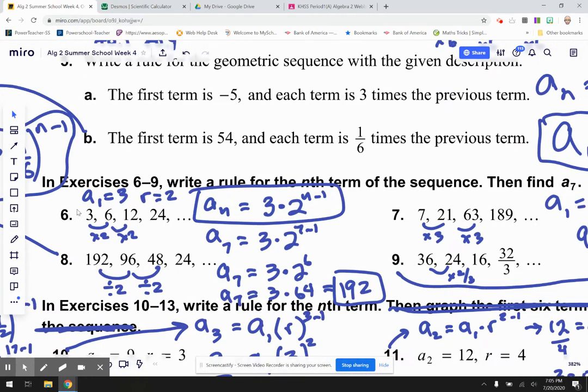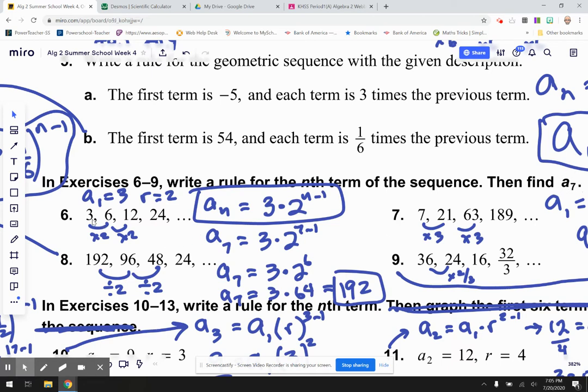So here's number 6. a1 is 3, and you're multiplying by 2, so your r is 2. So a sub n would be 3 times 2 to the n minus 1 power. There's my rule. The rule is super easy. You just find out what the first term is, put that here. Find out what the common ratio is, put that here, and then put n minus 1. You're done. Boom. But they are asking us to find a7.